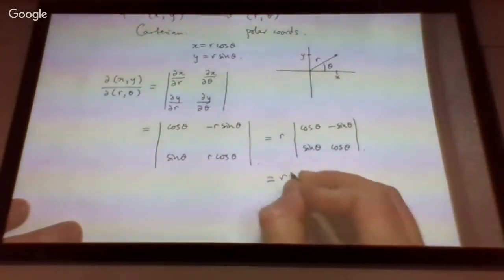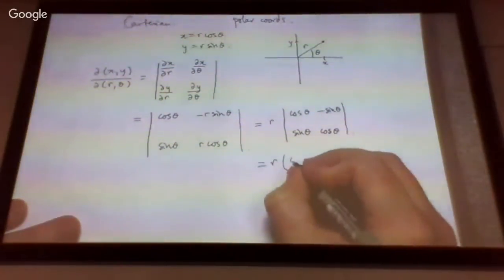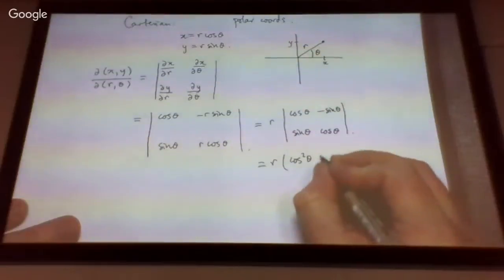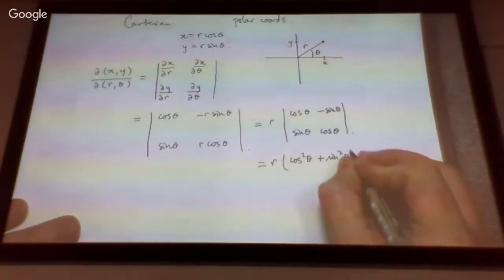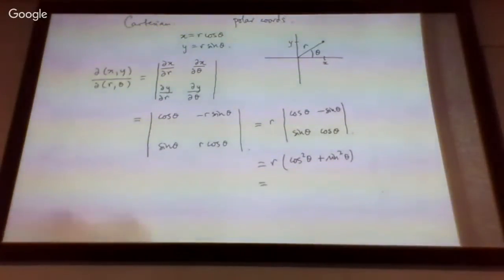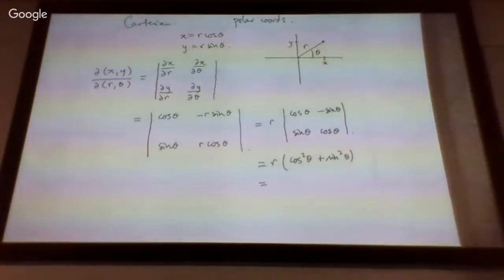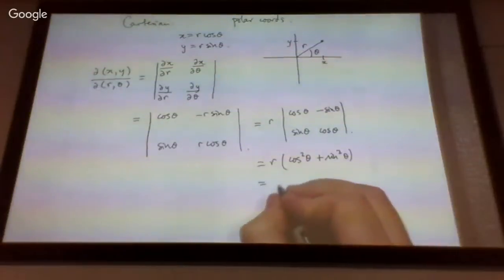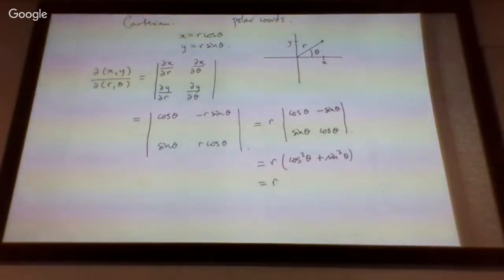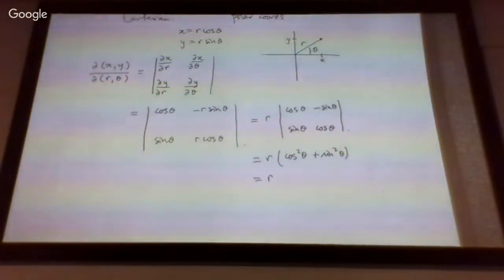And then we could go for straight expansion of the determinant, and we get cosine squared of θ plus sine squared of θ. Excuse me, which is of course equal to 1, isn't it? So the Jacobian just comes out as r. So we get this nice quantity r out.